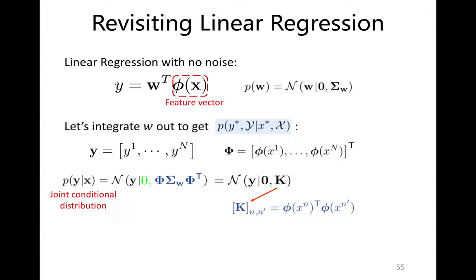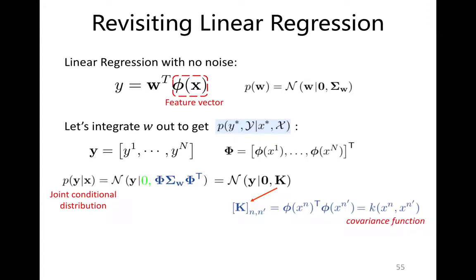By the way, this normal distribution is basically what we call the covariance function. You can view it as the inner product of the features of x and x n. So you can view it as a gigantic matrix of number of samples by number of samples, and element n n prime of that is the inner product of the features. Is this setup clear?